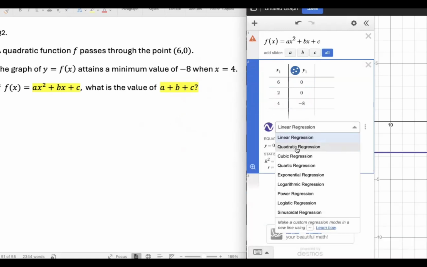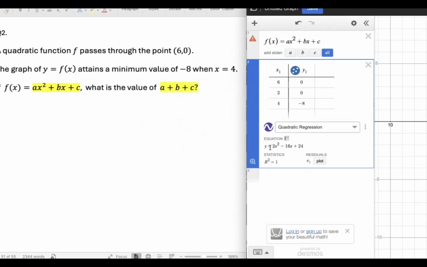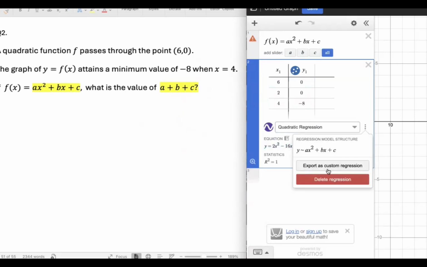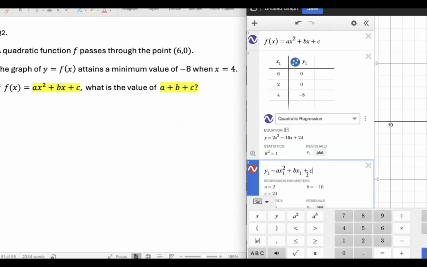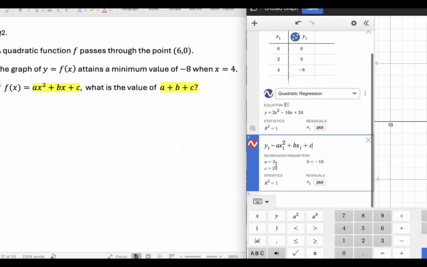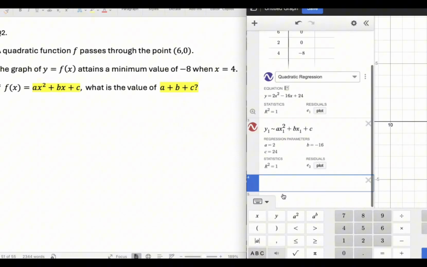You know this is a quadratic equation. I select quadratic, and I have this. Then copy this, or you don't need to. You can just go here and export those functions as a quadratic regression. And then you have your answer. a is 2, c is 24, and b is -16. And therefore, a + b + c is also 10.